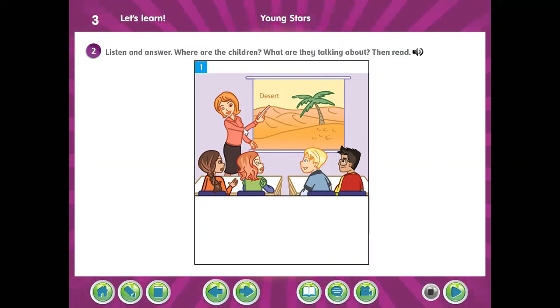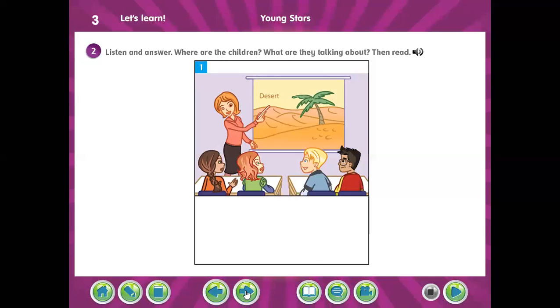Deserts are the driest places in the world. Thank you, very good. The desert is the driest place in the world. Good. And also, there aren't any plants, no? Yes, thank you. You see, they are studying deserts.